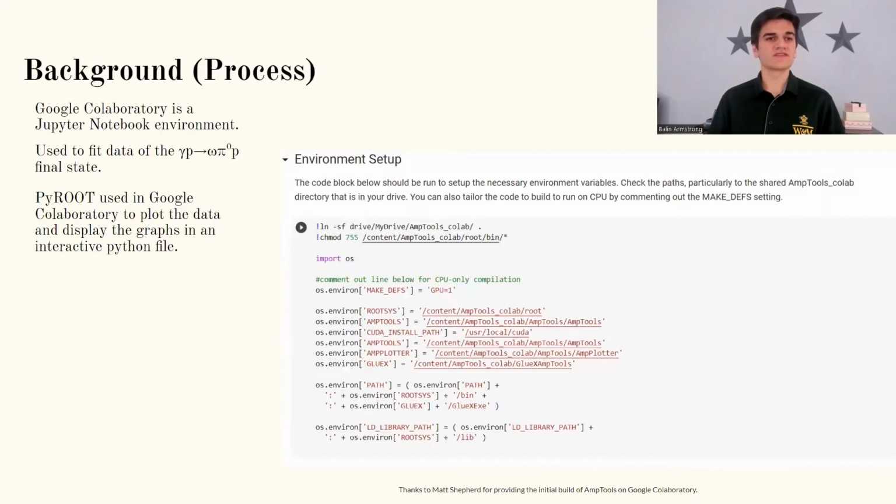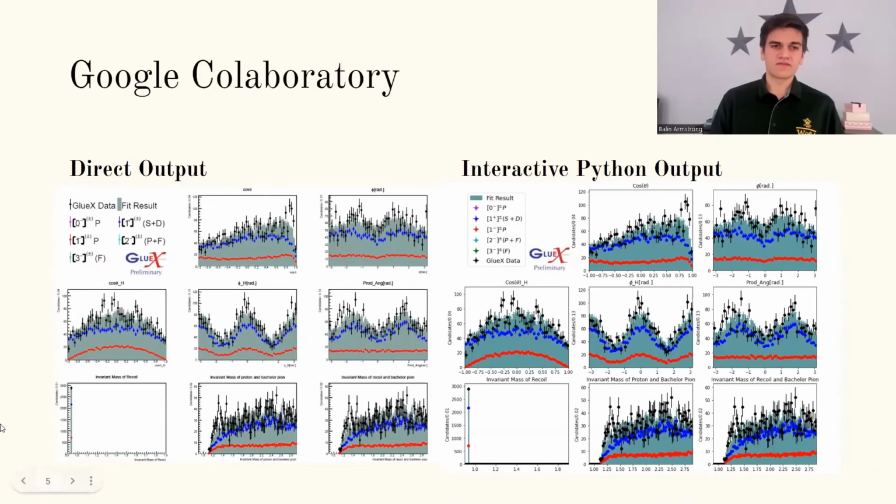And so in my research, I use Colaboratory, which is a Jupyter notebook environment, to fit the data of the omega pi zero proton final state. And then PyROOT was used in Colaboratory to plot the fit data and display the graphs in an interactive Python file. And as you can see here, this is an example of what the Colaboratory environment would look like. There's nothing important here, it just gives you an idea of what it would look like.